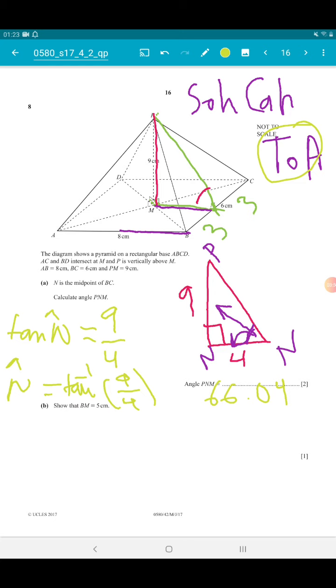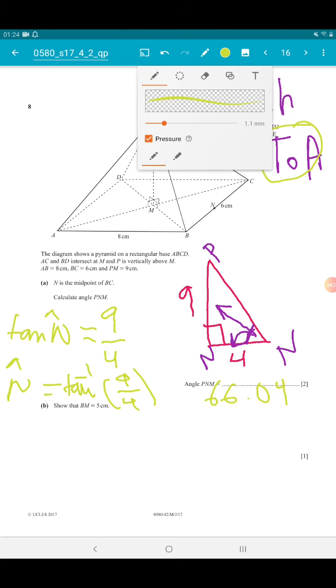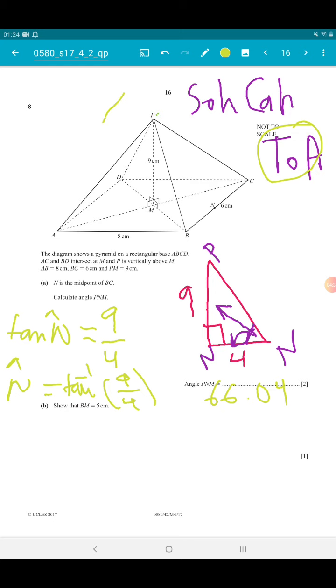Now, the next part of this question is part B. Show that BM equals 5 centimeters. Before that, I will erase the diagram. Now go back to the pen. Now, show that BM equals 5 centimeters. First of all, where's BM? This is BM. Show that it equals 5 centimeters.